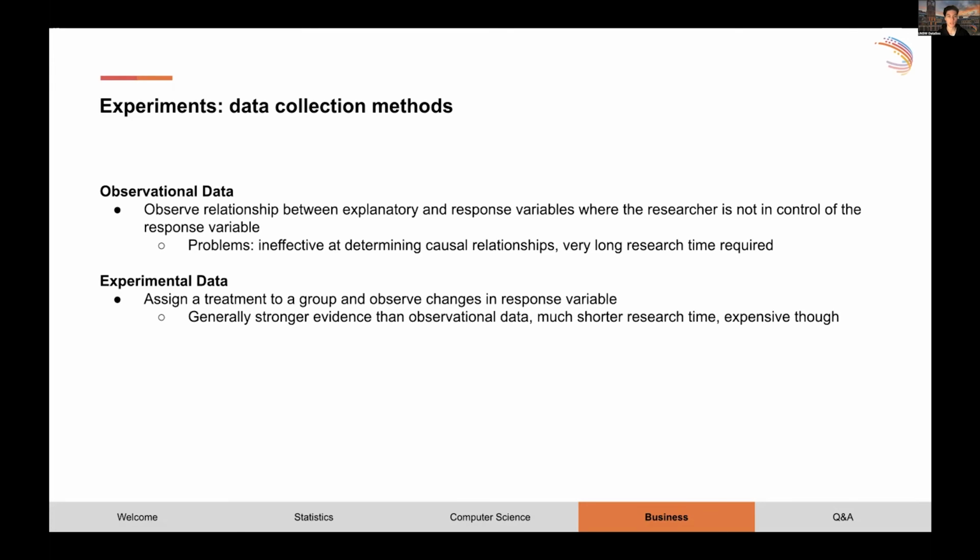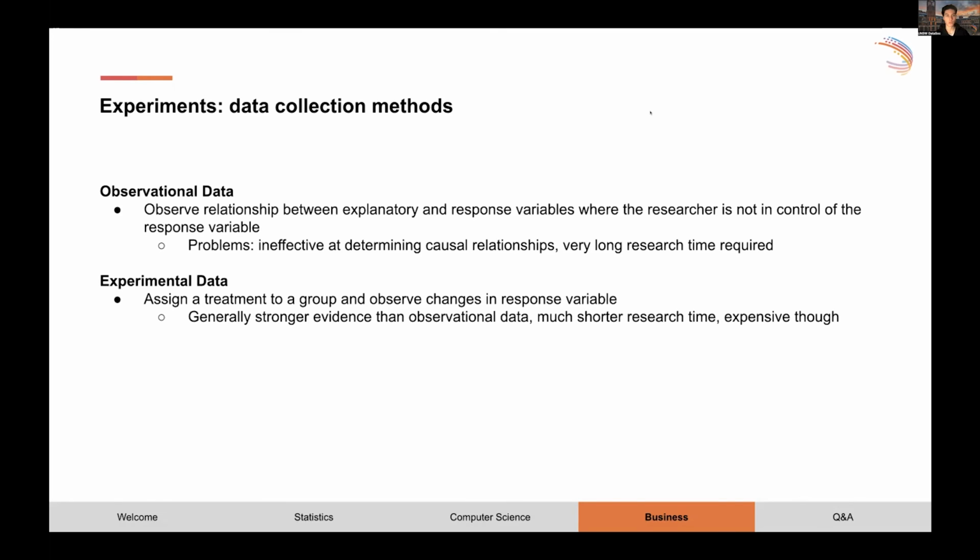The second type of data collection method is experimental data. This is the classic where we assign a treatment to a group and observe changes in the response variable. This is what you would normally encounter in your high school science, and even in clinical trials. This is generally much stronger than observational data with a much shorter research time, since we're actually in control of the amount of time we spend collecting the data. However, it can be expensive, since we may need to pay people to be involved in our double-blind experiment, for example.